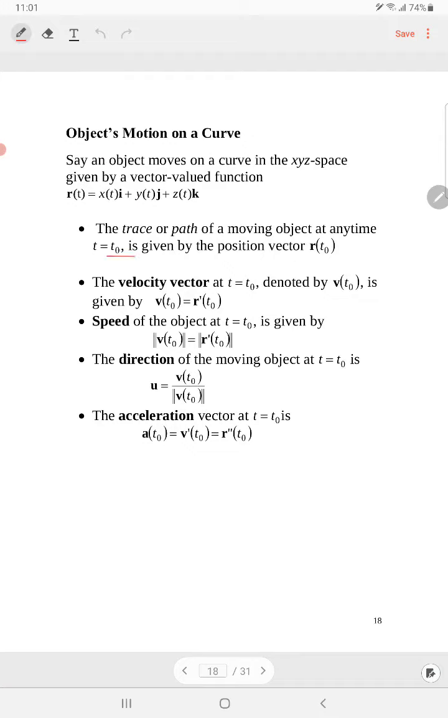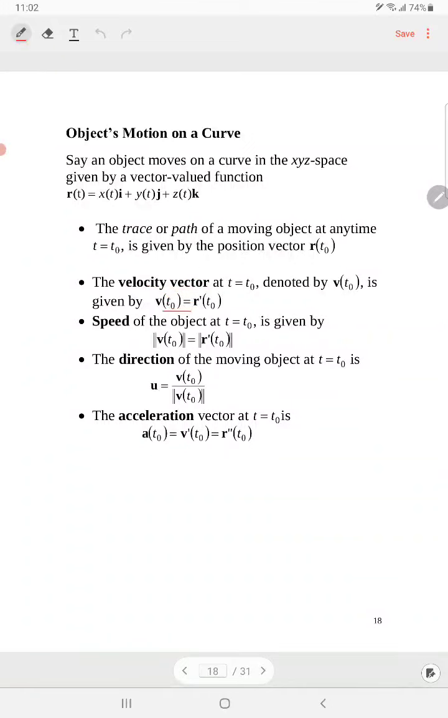The first term is called the trace or the path. The trace or the path of a moving object at any time t equals t naught is given by the position vector r at t naught. So if you want to know where your object is on the curve at a given time, t equals t naught, that is given by the position vector r at t naught. The end point of your position vector would be the location, or the trace or the path, of your object on the curve.